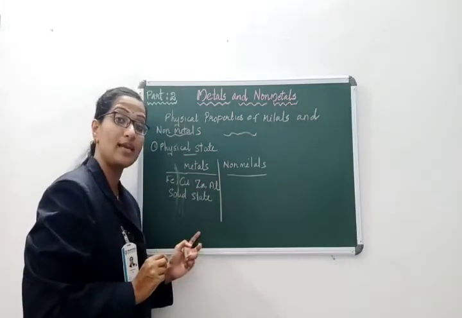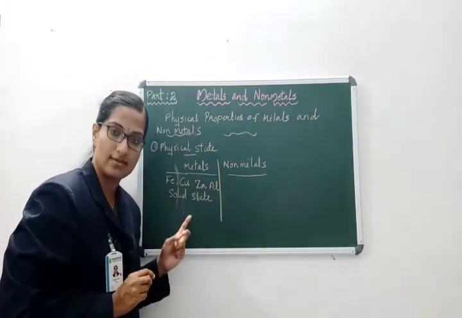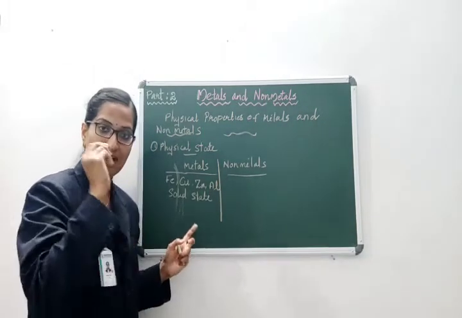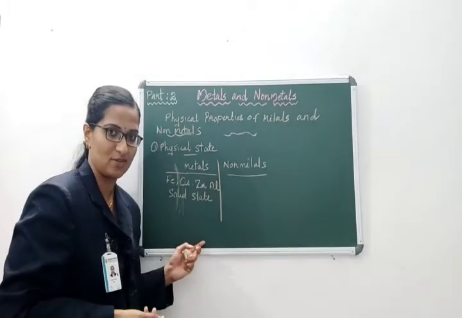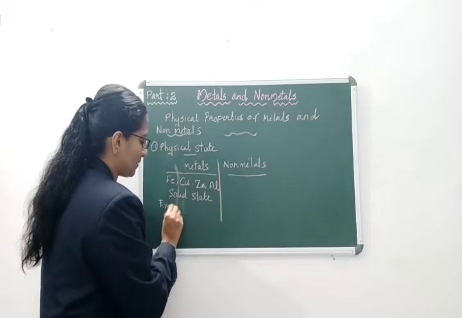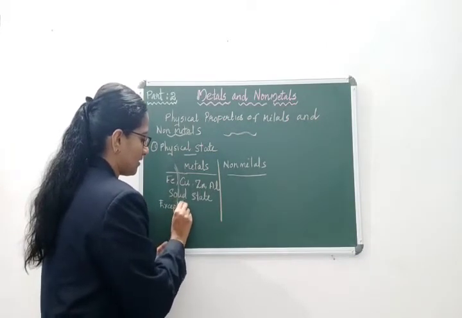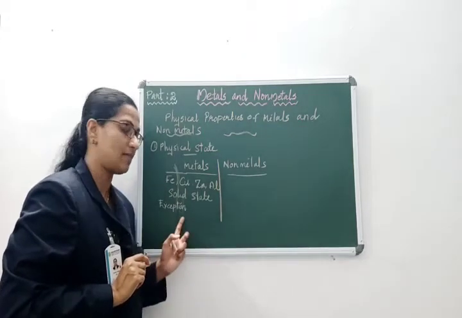So most of the metals are usually in the solid state. But I have used the term usually, because there are some exceptions. What is the exceptional case? Children, when we talk about metals, there are some exceptions.